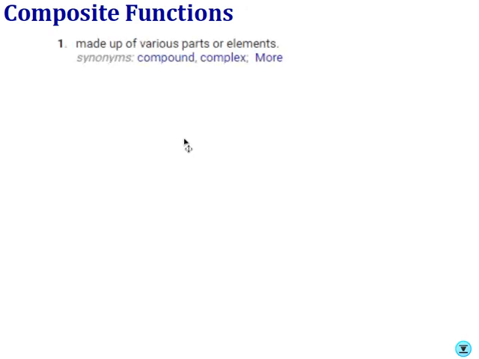The first thing that I really want to get down into is to talk about what exactly a composite function even is before we even get into the math. So let's talk about the definition of composite. So I've pulled that up for us. The definition of composite says that it is made up of various parts or elements. Then we add on this functions piece, and we can marry those two definitions together and say, okay, I'm going to take a bunch of different functions and put them together to create something new. And that's exactly what we're going to do.